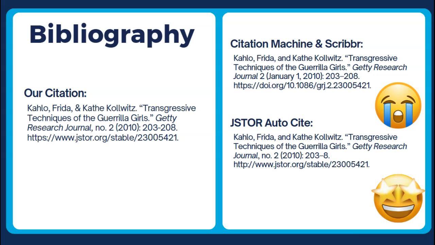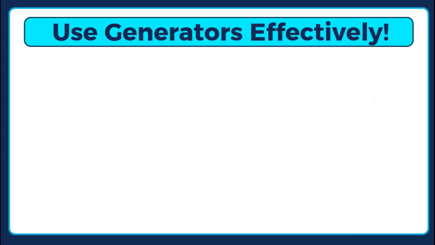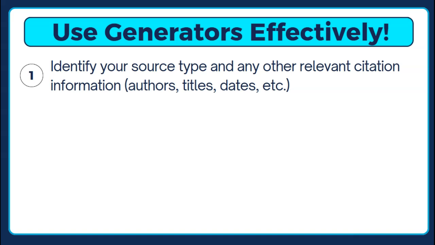Go JSTOR. Citation generators can be really helpful ways to start citing sources, but they're almost never exactly right, which is why you need to get comfortable with these reference tools. To use citation generators effectively, you first need to identify the type of source you have, as well as any other relevant citation information like authors' names, titles, dates, and page numbers.